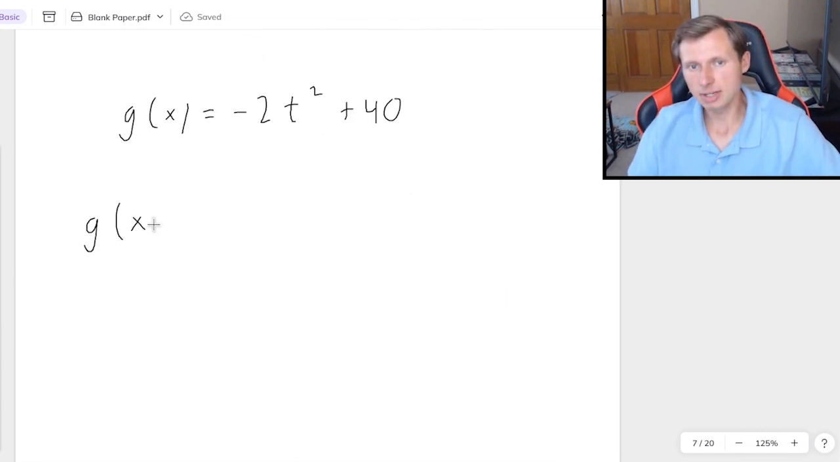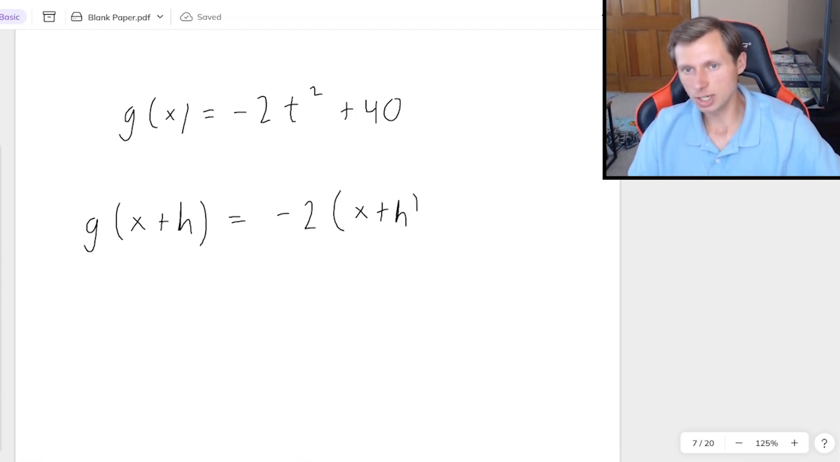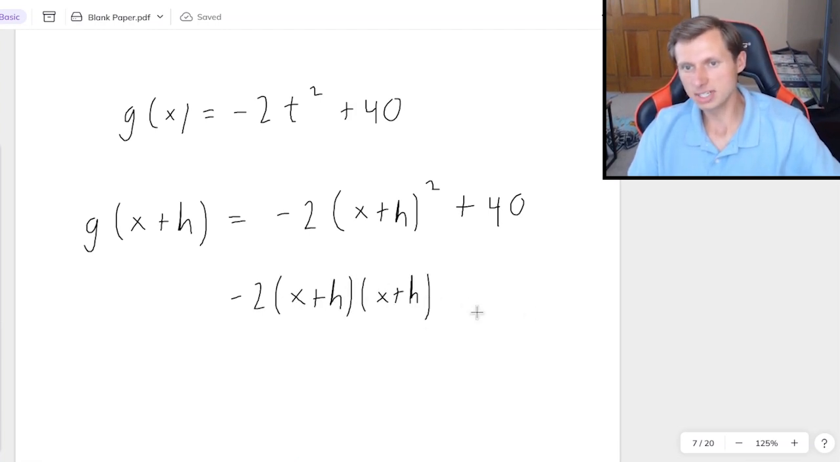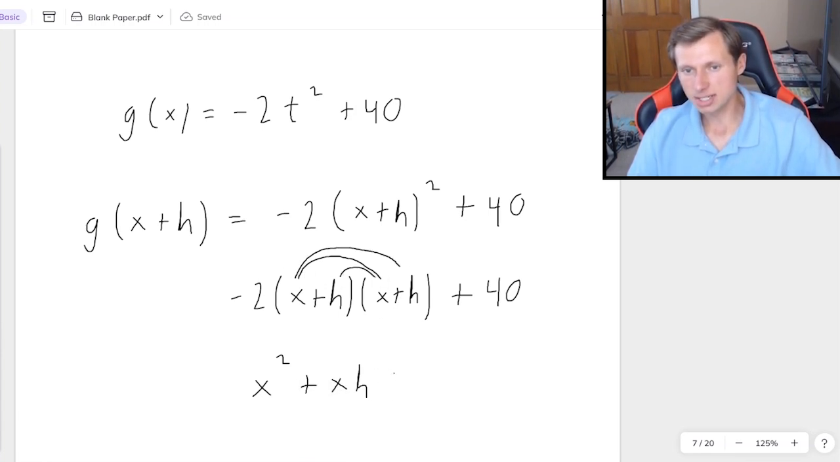And then the last one I have here, this one might be the toughest one of all because it's all variables, g of x plus h. So I start out doing the exact same thing, x plus h in parentheses squared plus 40. I am going to write out x plus h twice, once again. All of this is not new. And then this is the part where things are going to start looking a little bit different. X times x is x squared, x times h is plus xh, and then h times x is plus hx, and h times h is plus h squared.